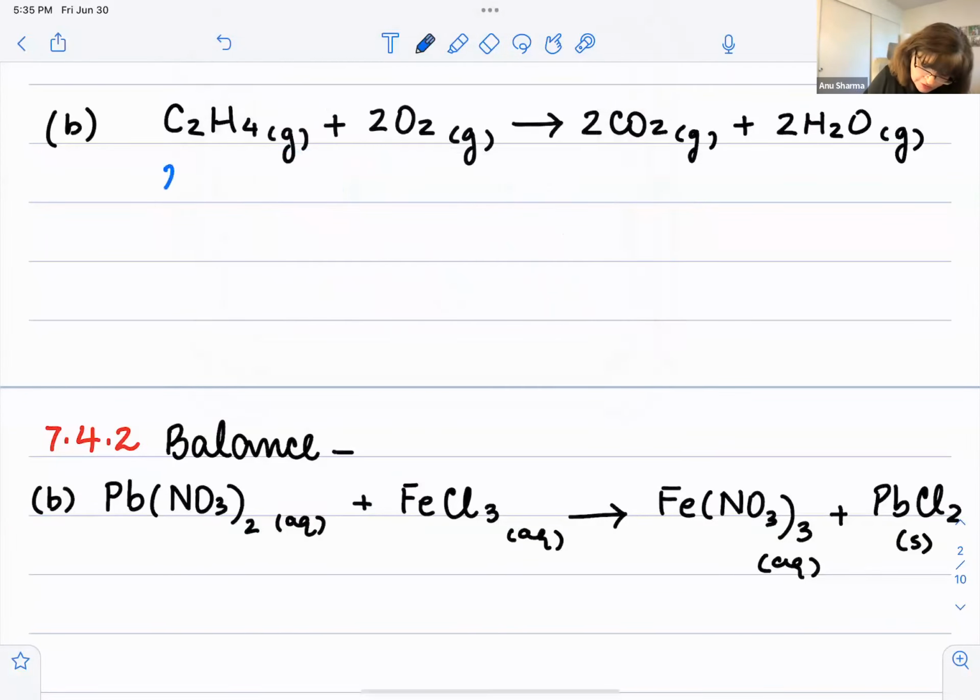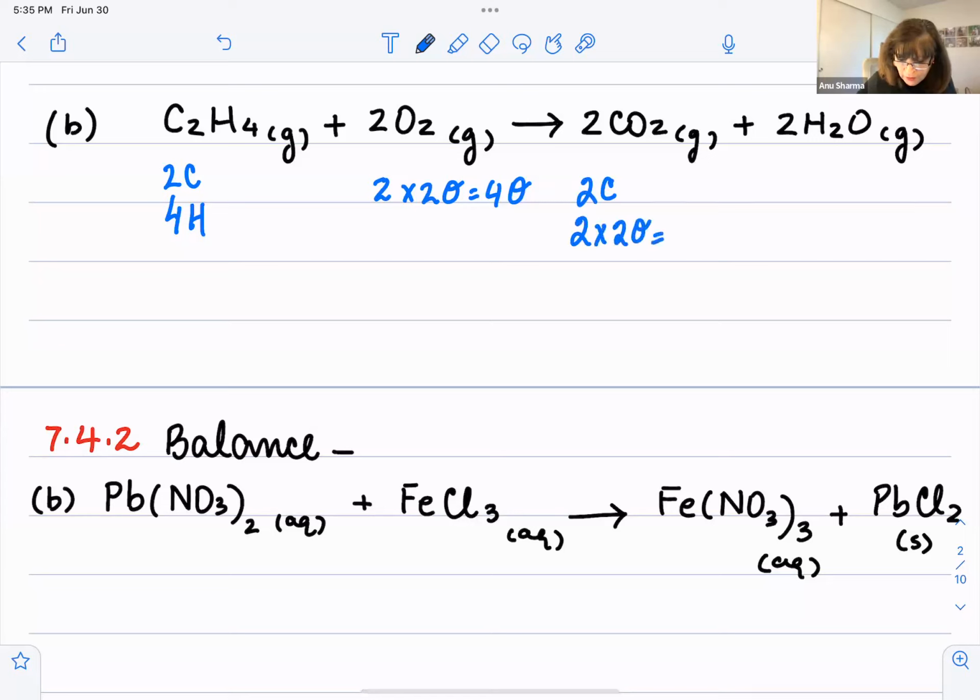So there are two carbons, and then there are four hydrogens. Okay. Then you have 2 times 2. So 2 times 2 oxygens makes it 4 oxygens. Okay. There are 2 carbons, 2 times 2 oxygens is equal to 4 oxygens. There are 2 times 2 hydrogens, that makes it 4 hydrogens. There are 2 times 1 oxygen, and that is 2 oxygens. Okay.